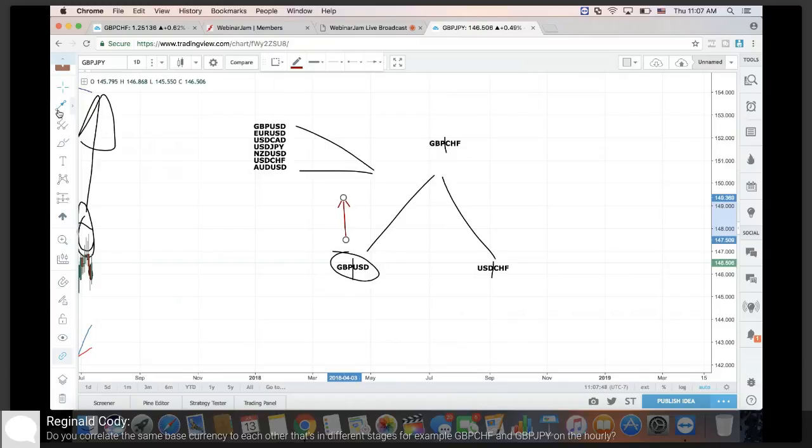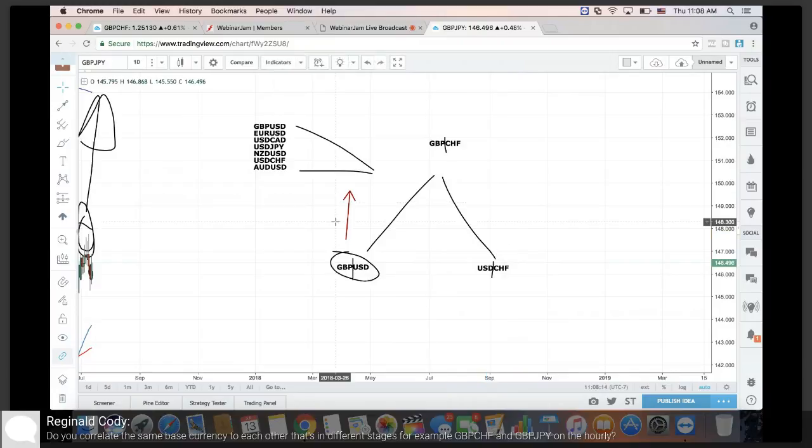And I see that USD CHF is going up as well. I'm looking at the two majors. I see that GBP USD and USD CHF are both going up. When I look at the cross pair of the two, what's actually happening?